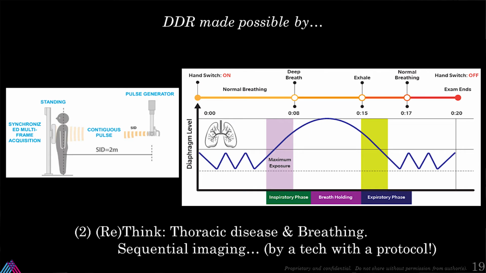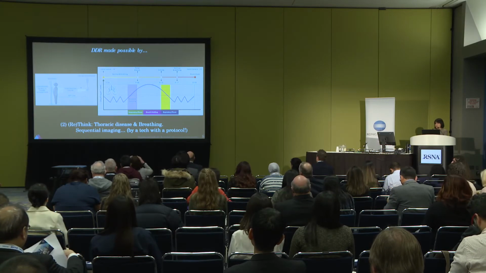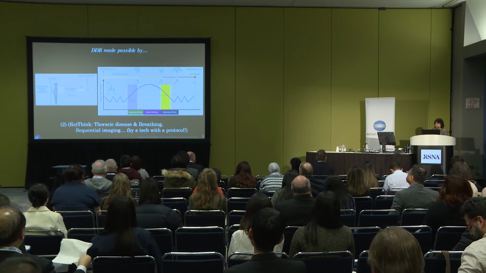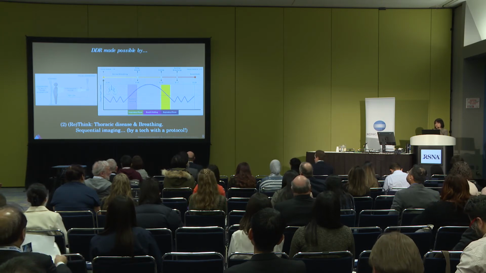So if you have something that's low dose, that you can take an image, what about taking sequential images, kind of like in a fluoroscopic way, but then being able to quantify that? If you're able to measure movements in your lungs, perhaps with that post-processing step, and give your tech a protocol to do that inspiratory phase, the breath holding, the expiratory phase, watching how someone normally breathes, that could tell you a lot about their pathology and their disease.